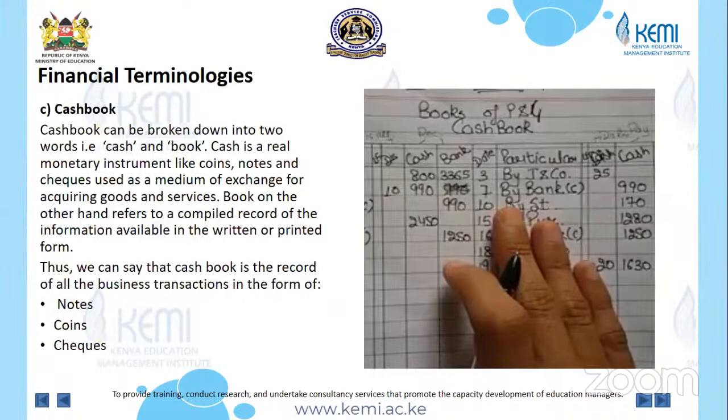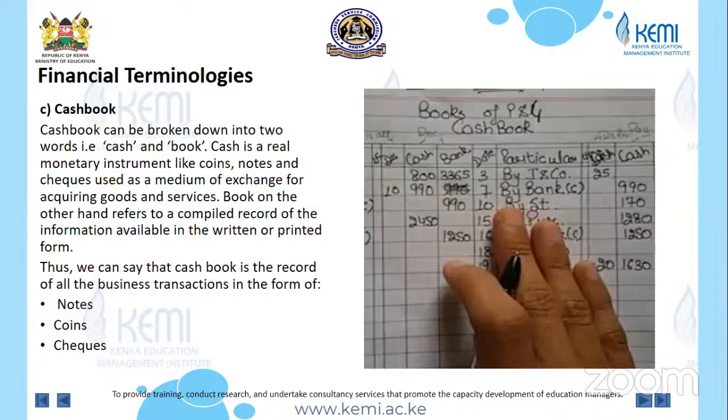Somebody had asked also about IPSAS. That is the financial reporting that the government is using at this particular time. And therefore, we also have a course on that, where we take through the financial officers, the accountants, and the bursars. And there is also the course for principals and head teachers on financial management. And therefore, that is where we can get a comprehensive, detailed course on preparation of books of accounts. So let me just touch on what is a cash book.